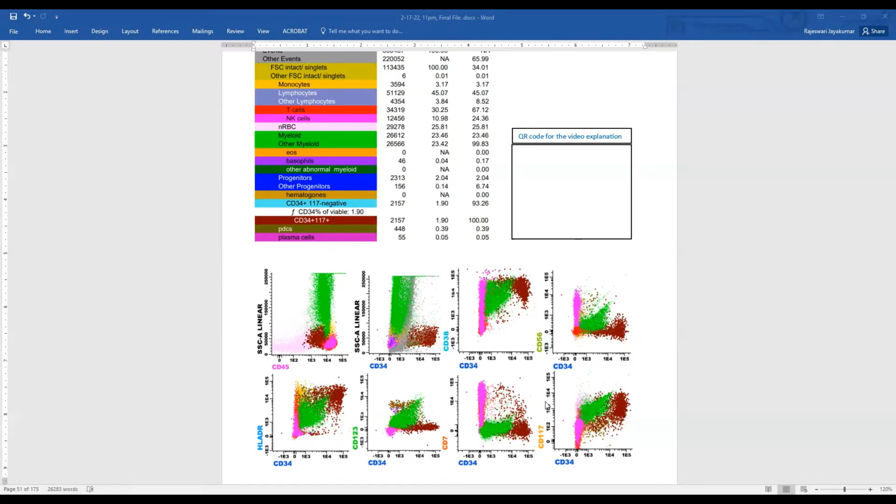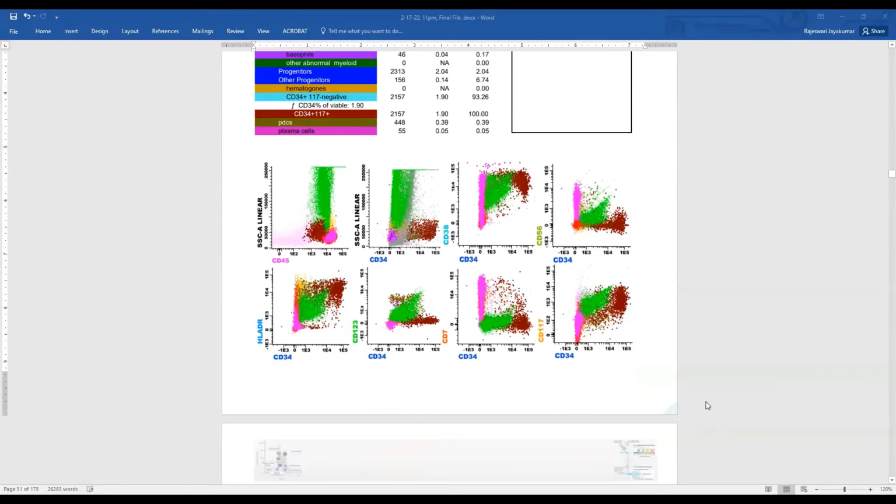CD56 is negative, HLA-DR is positive, these are just normal. CD123 is negative, CD7 is negative, CD117 is positive. So all that is normal. Now, if we look at other populations, our granulocytes express CD38 as we expect, so normal. And the cells labeled in pink express CD56, so those are the NK cells. Otherwise, nothing else really stands out as abnormal in this tube.